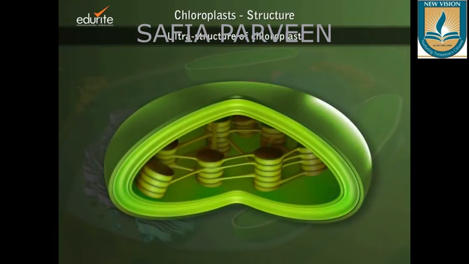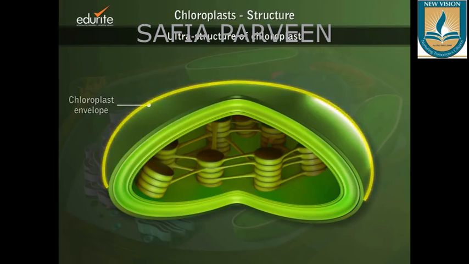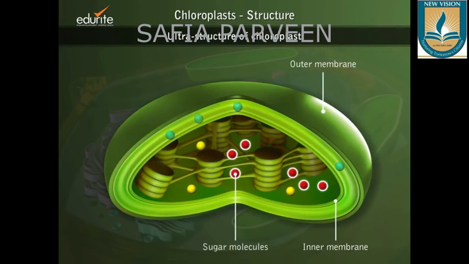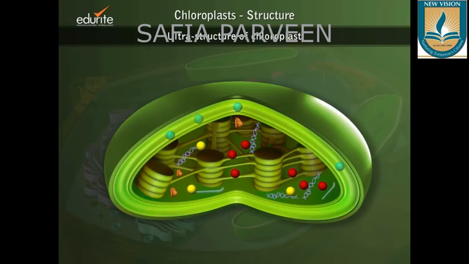Chloroplast is an organelle that is present in plants. It is having a double membrane envelope around, like most of the organelles. And the outer membrane is permeable to most of the particles that are present in the cytoplasm. But the inner membrane allows only certain particles of smaller size to pass through it, like starch molecules or protein molecules, etc.